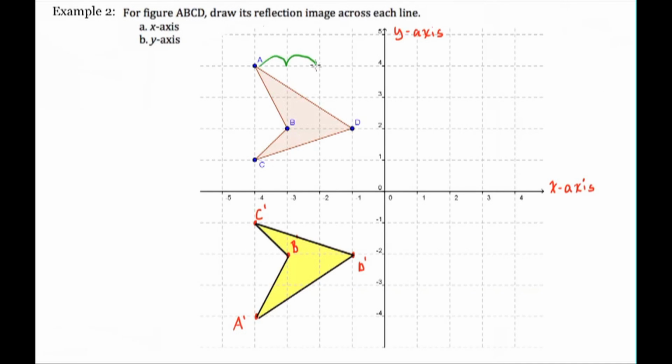For B, we're looking for the reflection across the y-axis, so I can count how many units away each point is perpendicularly to the y-axis, find each point, and there we have the reflections.